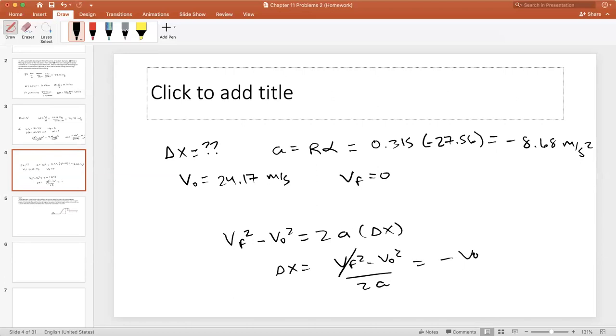We get a negative v naught squared over 2a, and here I would get 24.17 squared over 2 times 8.68. I'm ignoring the negative sign because a is negative as well, so I get a positive number. In fact, for me, I would get 24.17 times 24.17 divided by 2 times 8.68, which gives me 33.65 meters, or about 100 feet. Okay.